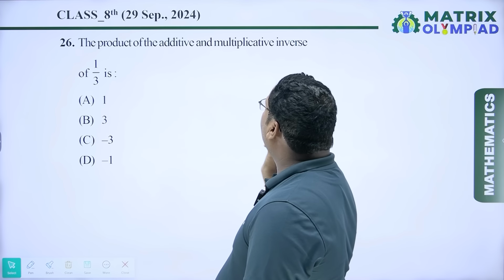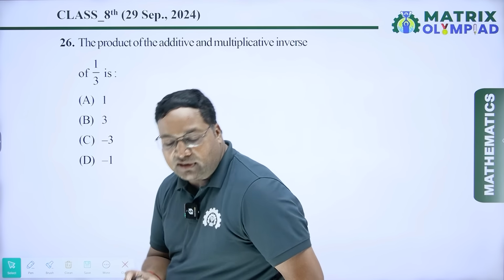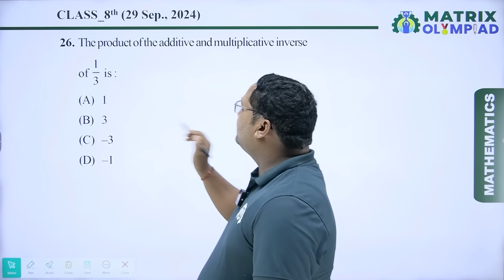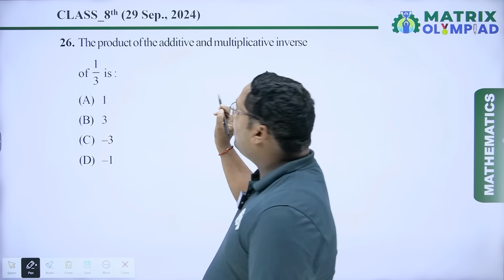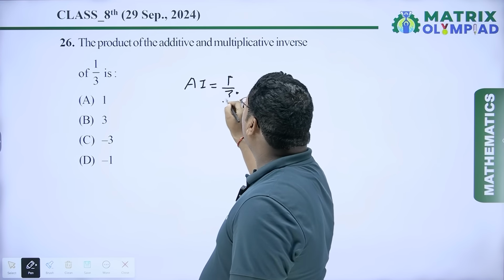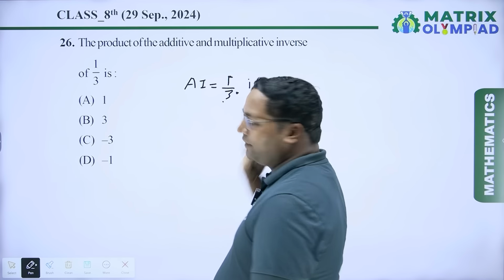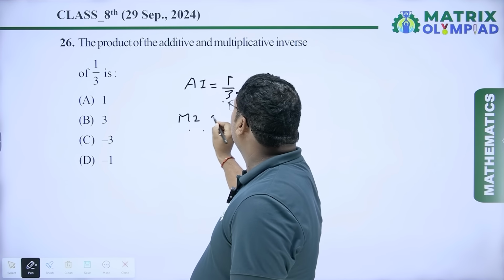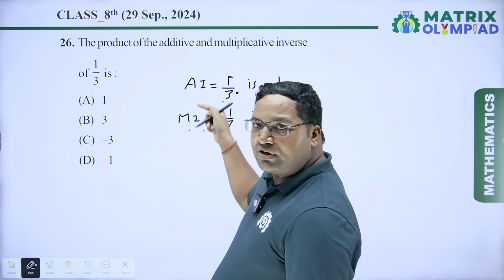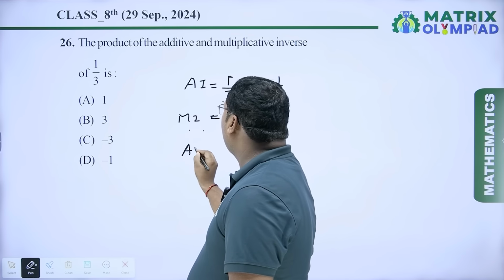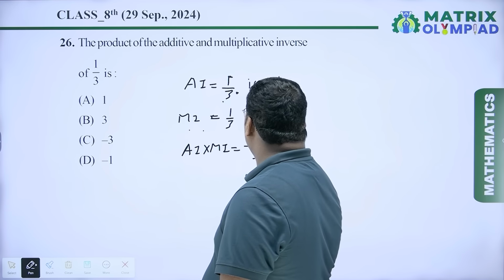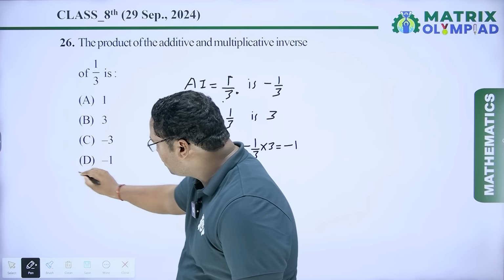The product of the additive and multiplicative inverse of 1 by 3. So we have to find out the product of the additive inverse of 1 by 3 and the multiplicative inverse of 1 by 3. So additive inverse of 1 by 3 is minus 1 by 3, and multiplicative inverse of 1 by 3 is 3. The product of additive inverse and multiplicative inverse is minus 1 by 3 into 3, and we will get minus 1, which is option number D.